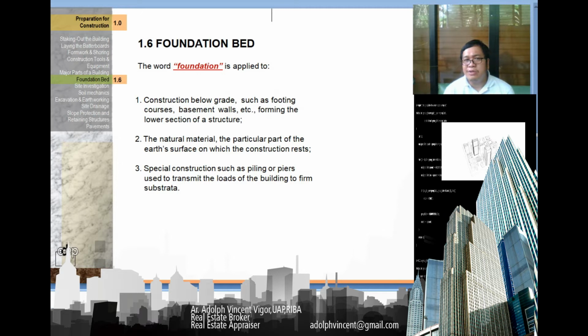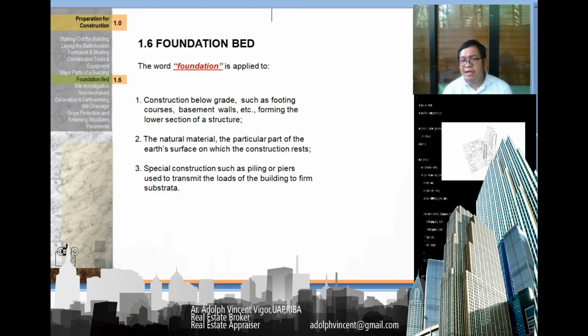Okay, so it is the natural material, the particular part of the Earth's surface on which the construction rests. So that's what your foundation bed is all about. And it's also the special construction such as piling or piers used to transmit the loads of the building to firm the substrata. So what does this mean?